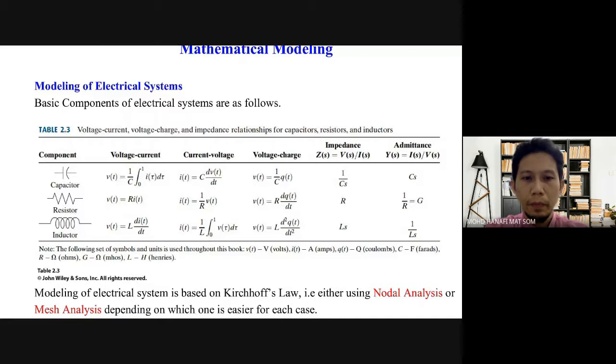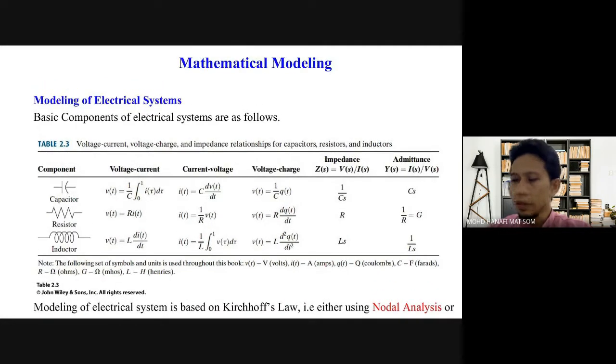Okay, let's start our next topic, mathematical modeling. Now you have learned about the signal flow graph, and we will use the signal flow graph in our analysis of the modeling, mathematical modeling.